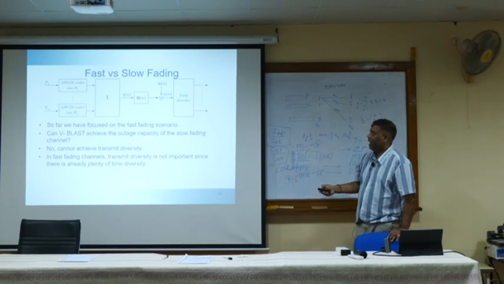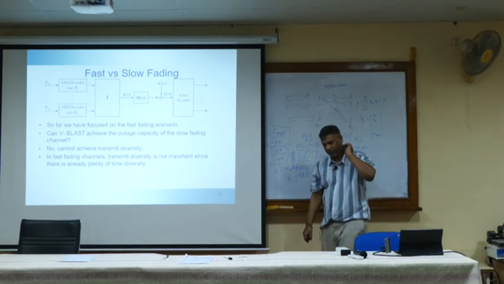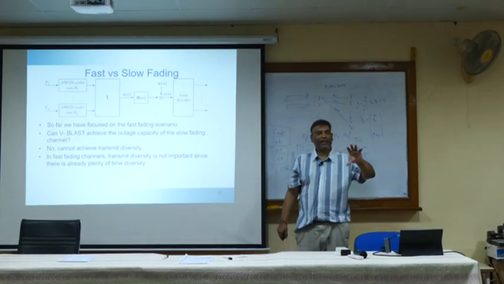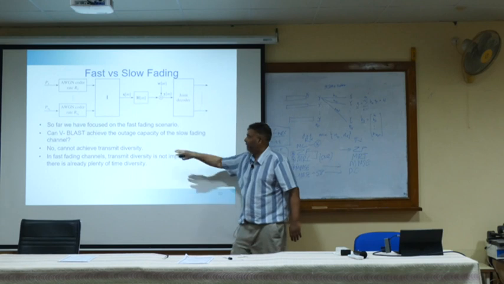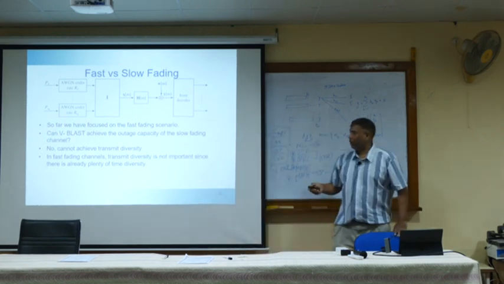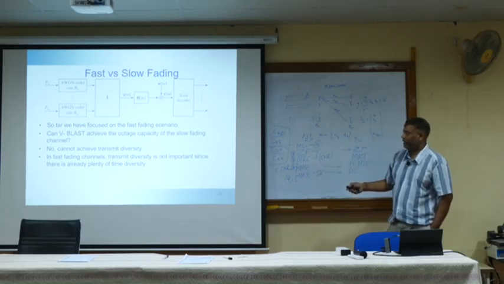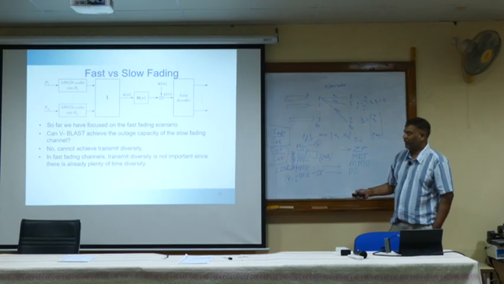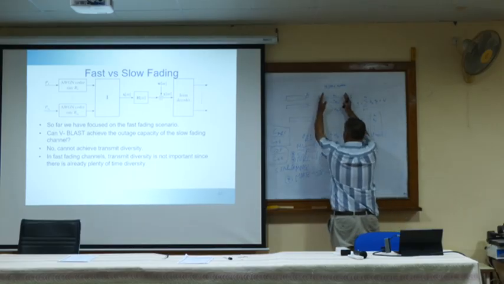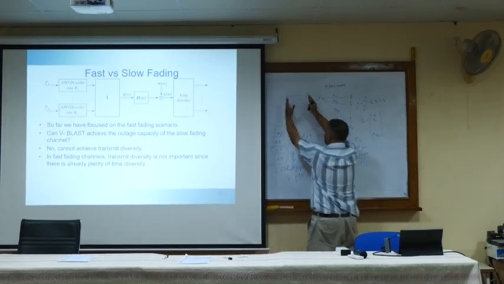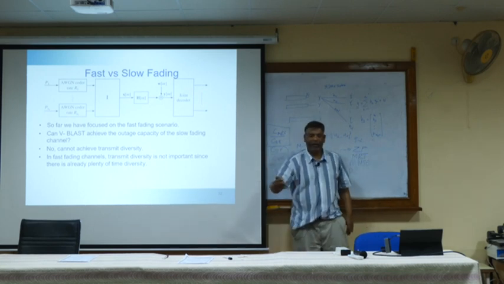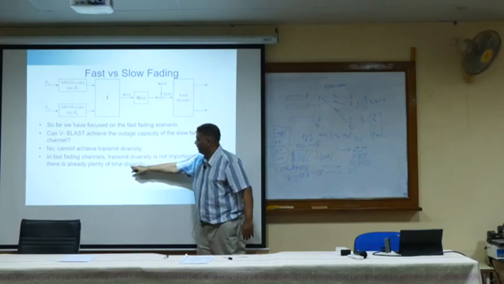Can V-BLAST achieve the outage capacity of the slow fading channel? I said yesterday that for the fast fading channel, the information theoretic measure is the ergodic capacity, or the mean capacity. But for the slow fading channel, the information theoretic measure is the outage capacity or outage probability. The answer is no, it cannot achieve the transmit diversity. In the fast fading channel, transmit diversity is not important since there is already plenty of time diversity, because the channel changes dramatically. Your coherence time is very small, so your entire stream will go through different coherence times, and you will have a lot of time diversity.